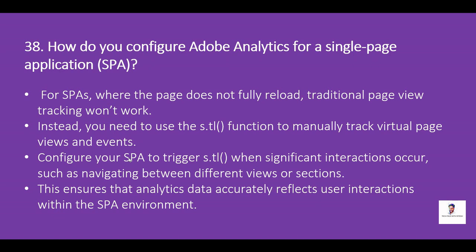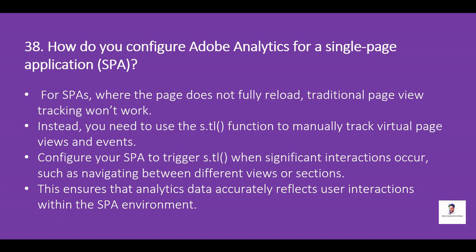How do you configure Adobe Analytics for a single page application? We call it SPA also. So for SPAs, where the page does not fully reload, traditional page view tracking won't work. So we know how this SPA works, right? Your URL will remain constant, and whenever you interact with the website, only a section or fragment of that page changes, right? But the URL will remain static. That is called a single page application, right?